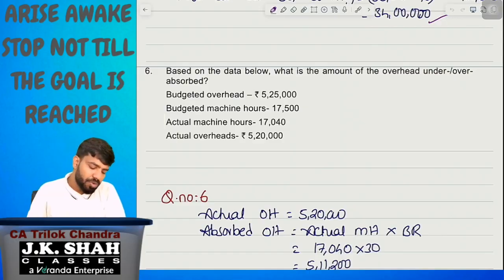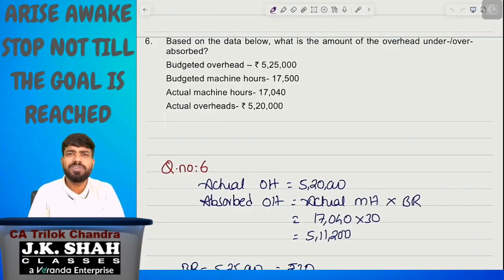Now look at question number 6. This is a very simple concept based on under or over absorption. We all know how to calculate the absorption rate: budgeted overheads divided by budgeted base quantity, you get the budgeted rate. Using the budgeted rate only, we can absorb the overheads.